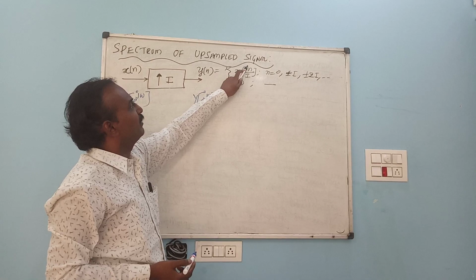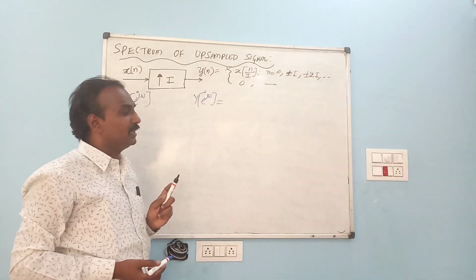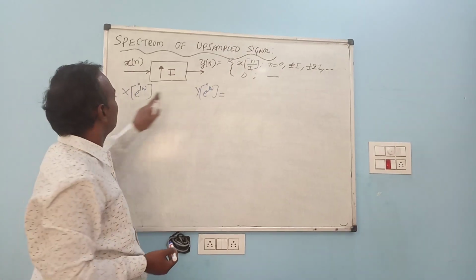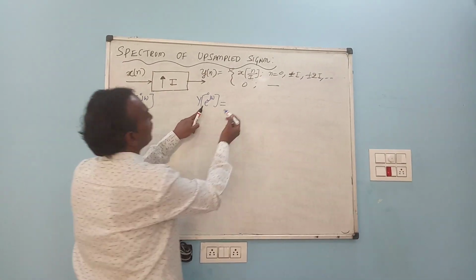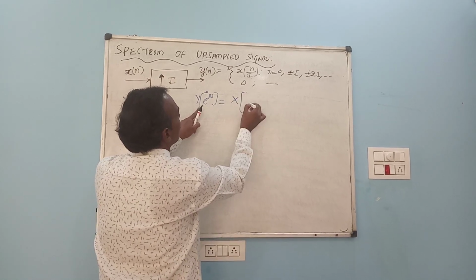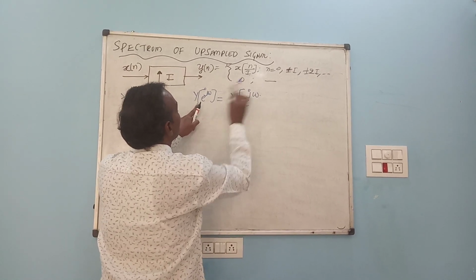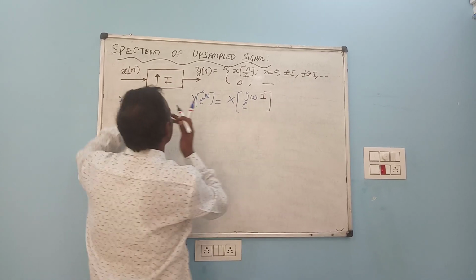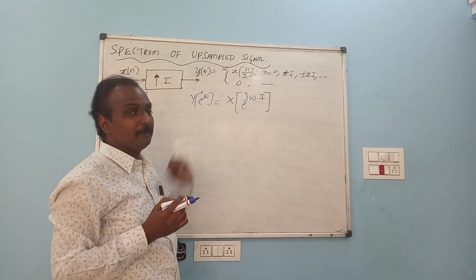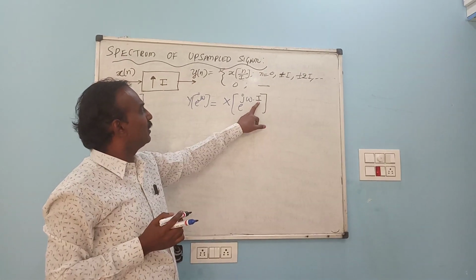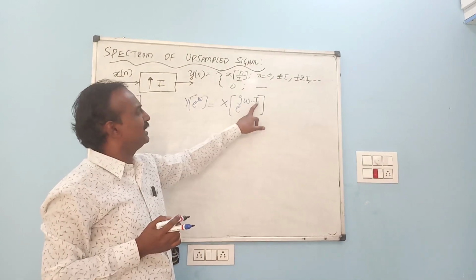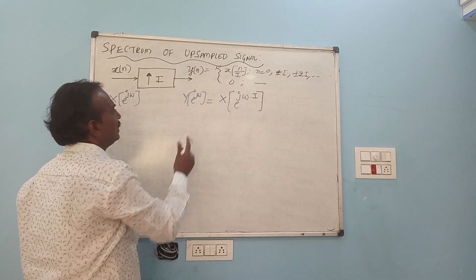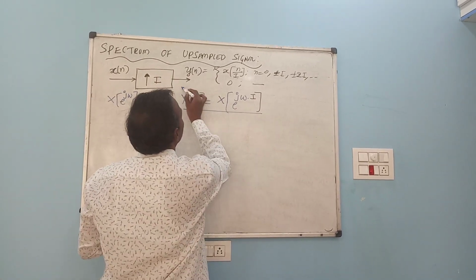Now the relation in the time domain between y of n and x of n is y of n equals x of n by I, where n is 0, plus or minus I, plus or minus 2I, and so on. In the frequency domain, the relation between the input and output is X of e power j omega, and here a scalar factor I is multiplied. When a scalar factor is multiplied to the given function, it is nothing but scaling. So we need to derive this expression.